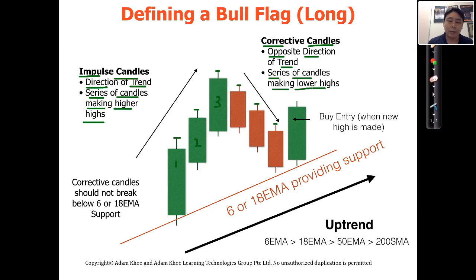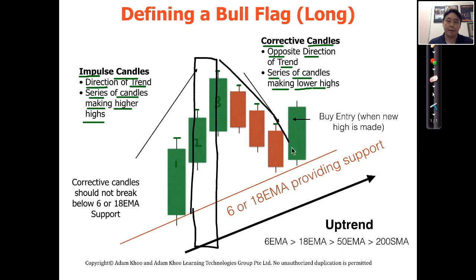Why? Well, if you think about this, this is kind of like the flagpole. It's a big flagpole over here. And this is kind of like the flag. So can you see a flag right now? That's what we call a bull flag.